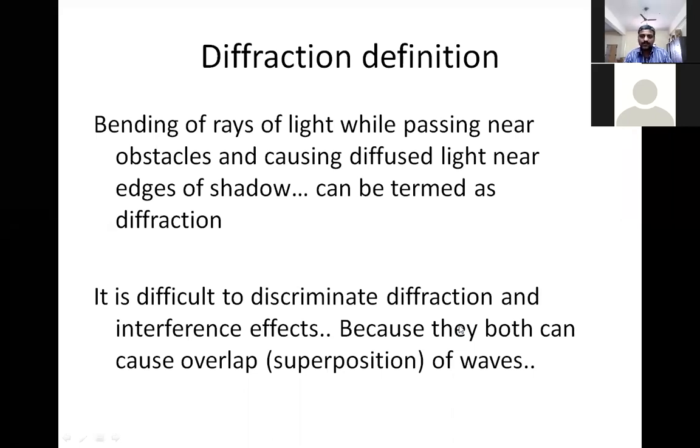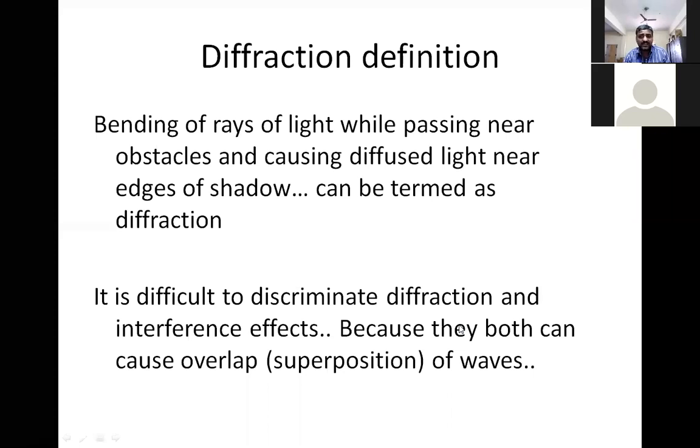And there is a lot of confusion. What is diffraction and what is interference? If you go deeper into the subject, you may not be able to discriminate whether it is because of diffraction or because of interference. After all, the patterns that we see because of diffraction are also because of some kind of interference. So indiscriminately at the higher levels, people use diffraction as well as interference as synonyms. So you may not discriminate whether it is because of interference or diffraction.